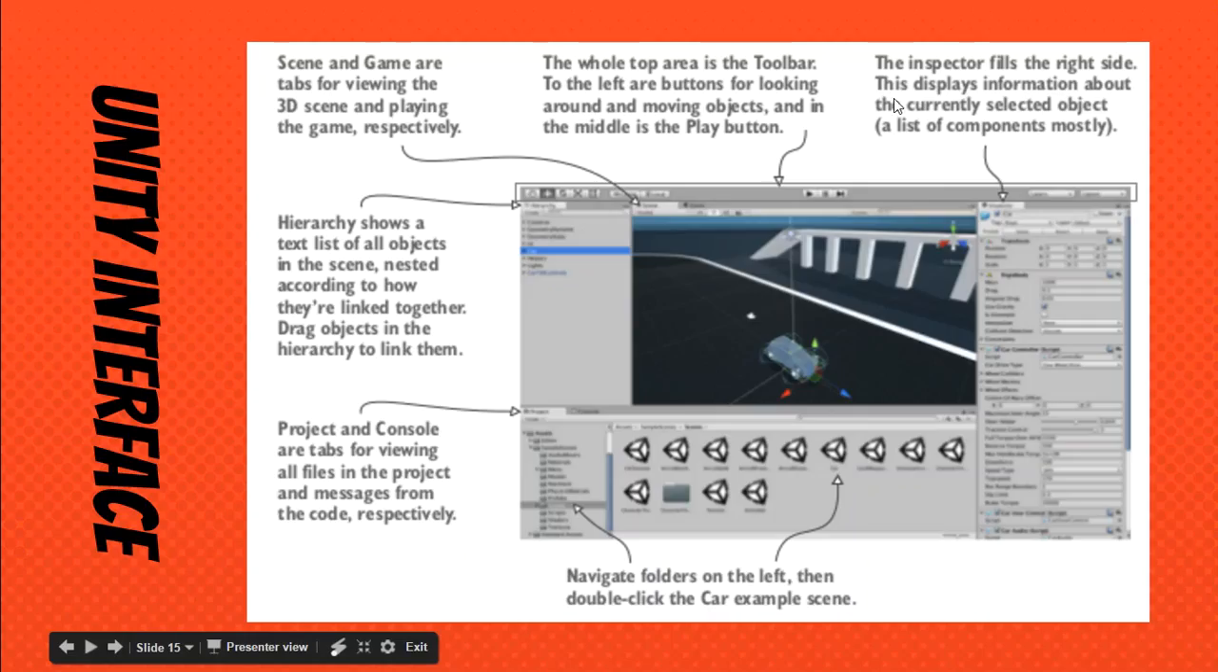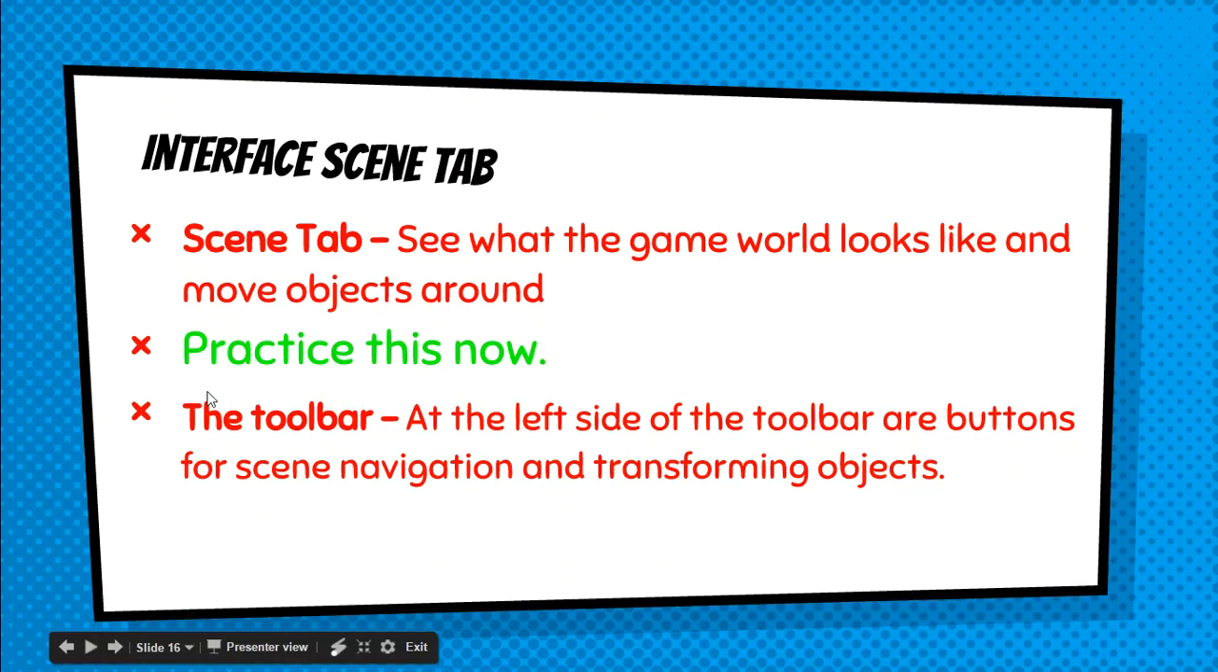So here's some things. Look through this. Take some time to read through this real quick for the Unity interface. Okay, so the Scene tab. Write this down. See what the game world looks like. Move objects around. We're going to practice this right now.